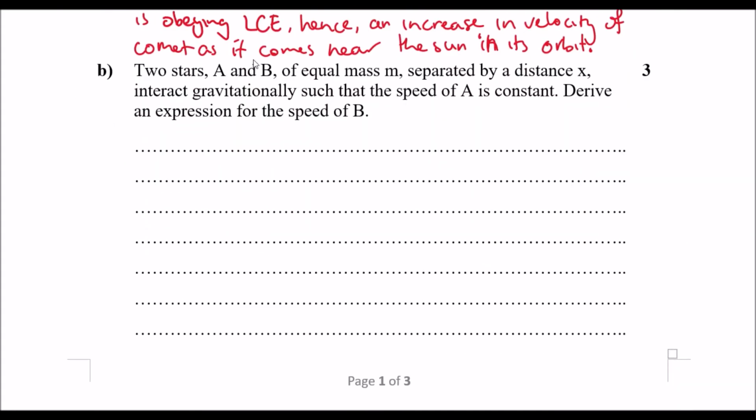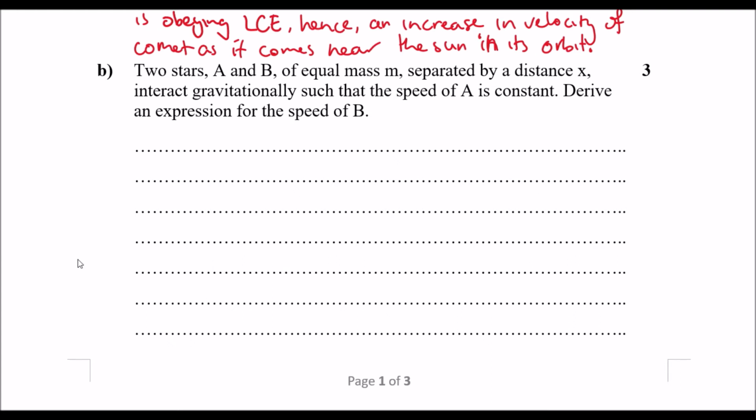Okay, question B. It says we have two stars, A and B, of equal mass, separated by a distance x, interact gravitationally such that the speed of A is constant. Derive an expression for the speed of B. So we are looking at, from the looks of it, orbital speed based on the gravitational attraction of the two masses. So let's get into that.